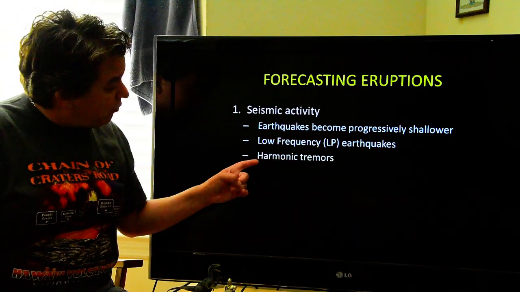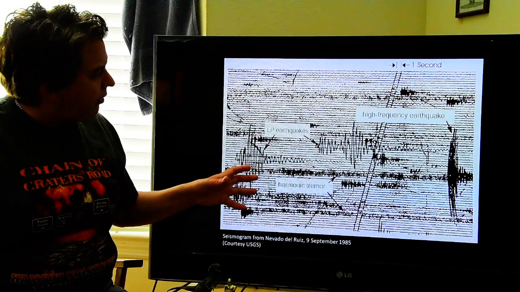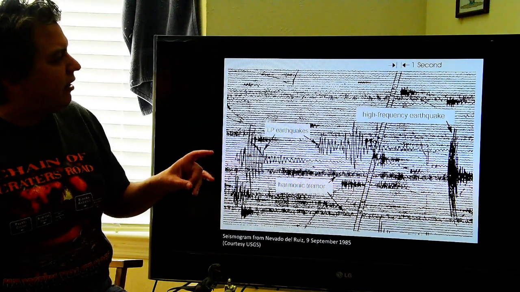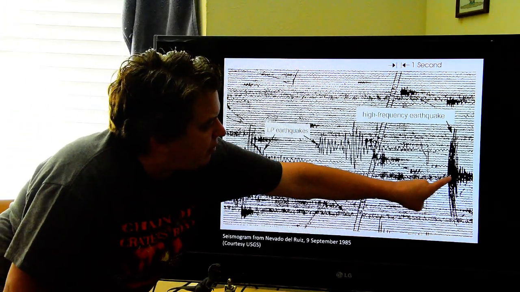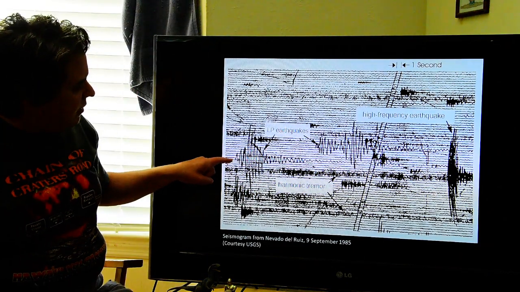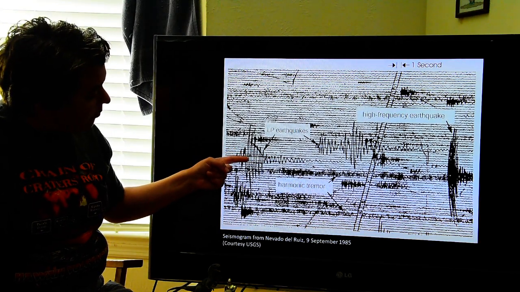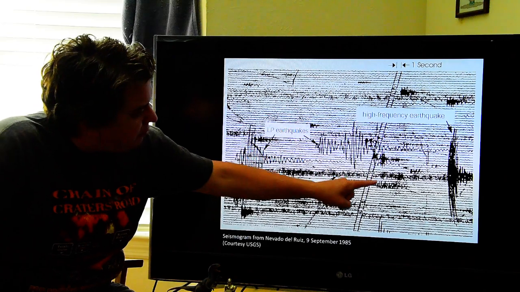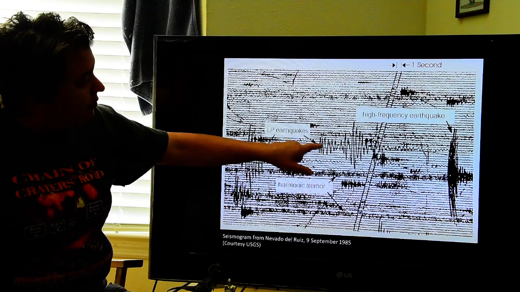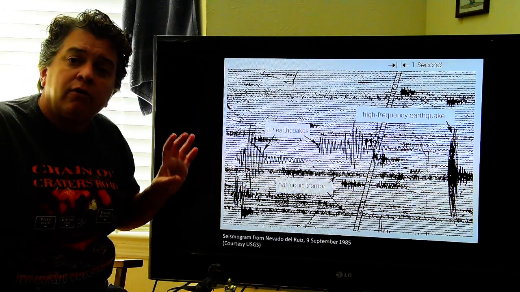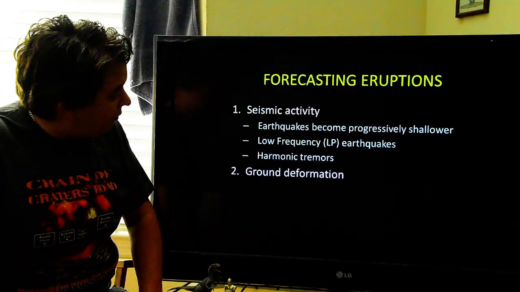Also caused by magma movement are something called harmonic tremors. So this looks like my handwriting. Okay, no, actually, it might be a little better than my handwriting, but let's take a look at what we're seeing right here. This is a typical tectonic high frequency earthquake. This is one of those low frequency earthquakes. See how it looks different? That's magma moving. These squiggles, that's harmonic tremors. That's also magma moving. And so these things are telling us magma is moving underneath that volcano. So we can look for those special types of earthquakes there.